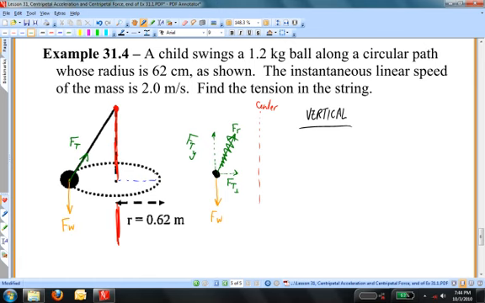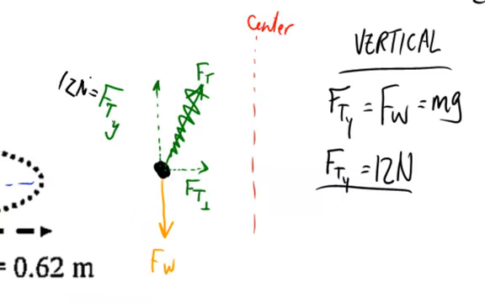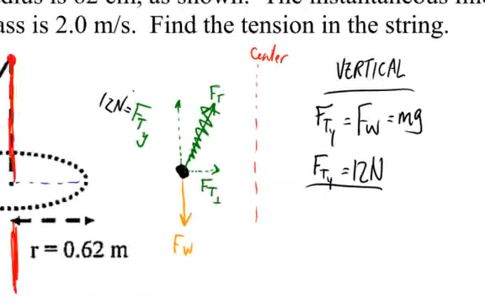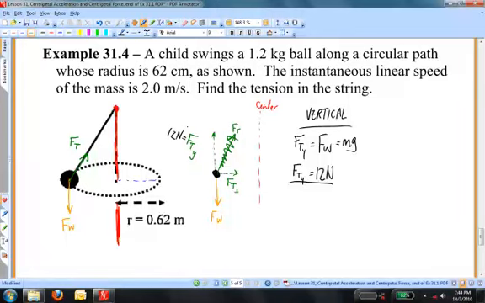So I can say that the y component of the tension force is equal to the weight. And since they tell me that I have a 1.2 kilogram ball, I know that the weight is going to be m times g, 1.2 kilograms times 10 meters per second squared, or 12 newtons. So I've found one piece of this tension triangle. The vertical piece is 12 newtons. What about the radial piece? I'm going to have to use Newton's second law with centripetal acceleration.